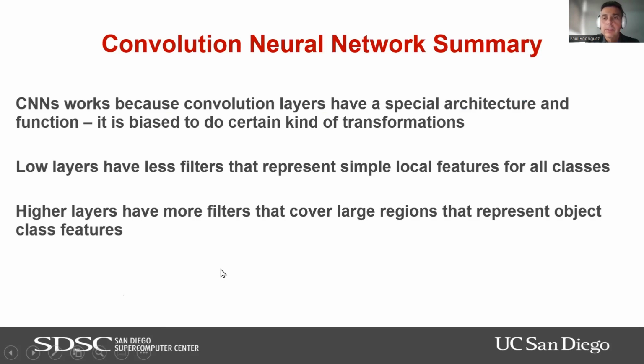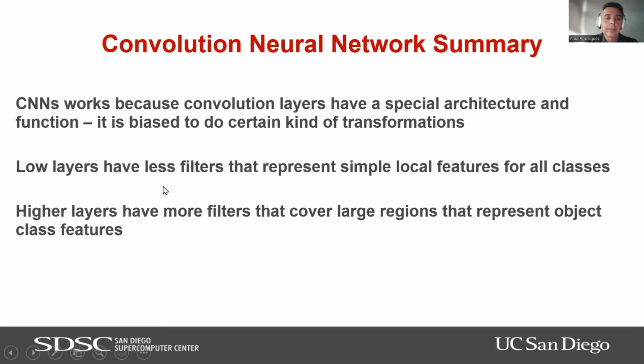All right, so let me summarize this. Convolution networks work because convolution layers have special architecture and a function. They're biased to do certain kinds of transformations. These are the transformations that are specifically looking at little patches and looking maybe for some kinds of little features.